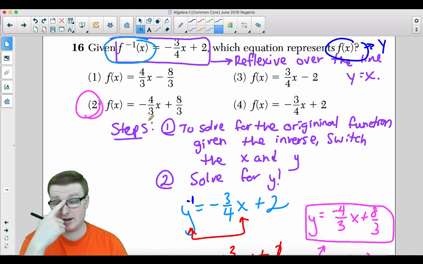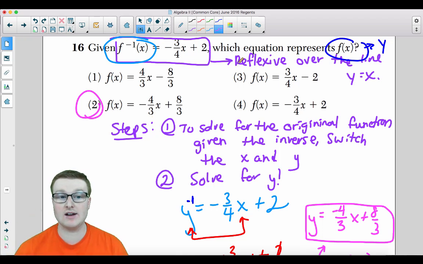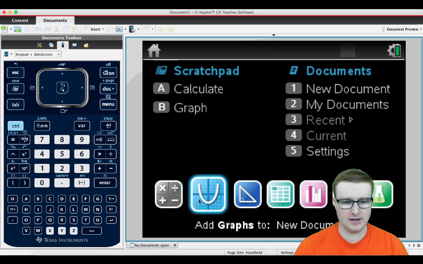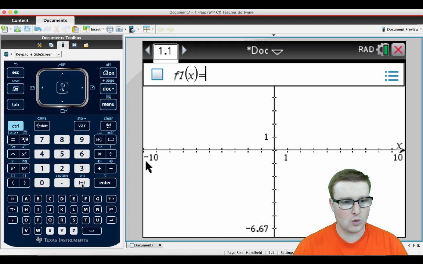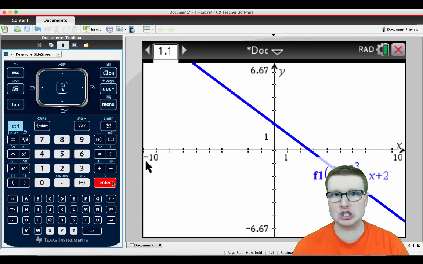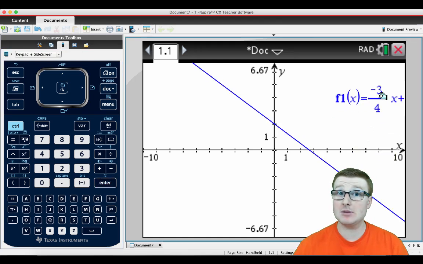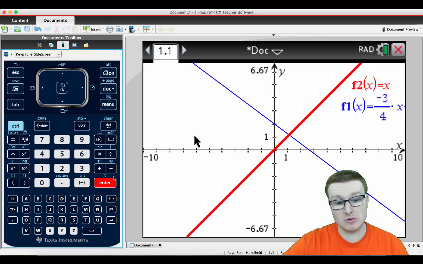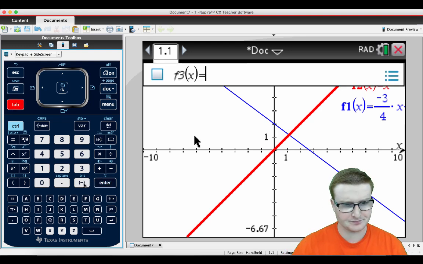Now let's just say you did not know how to do that, and I just told you that all inverses are reflected over the line y equals x. So what I'm going to do for you is go to my graphing calculator and graph negative 3/4 x plus 2. That is the inverse function. Then I'm going to graph y equals x. Okay? Now I'm going to graph my answer and see if it works. Negative 4/3 x plus 8/3.